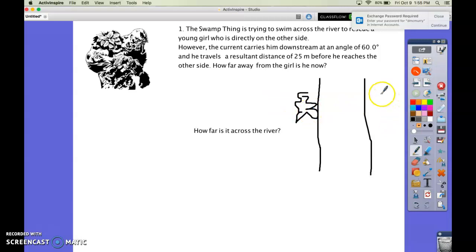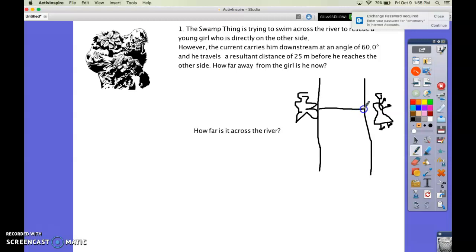Over here on the other side is a young girl who needs rescuing, apparently, of some sort. I don't know why. All right, here's the other hand. And she's going to wear a dress because that way I don't have to draw knees, because I always tend to draw knees the wrong way. So, according to this, he's trying to swim across the river. So he's trying to go across the river here.